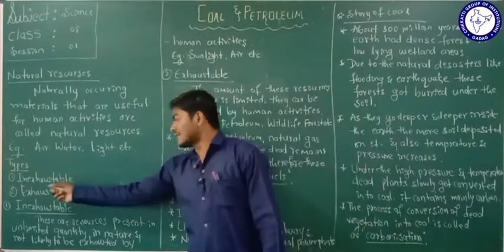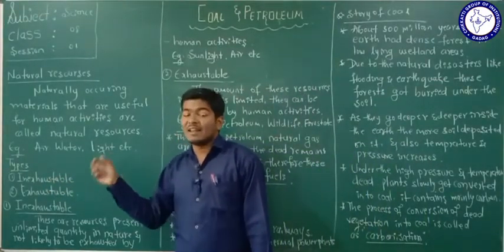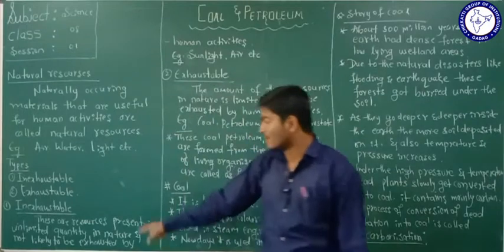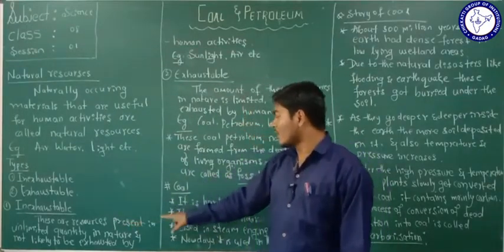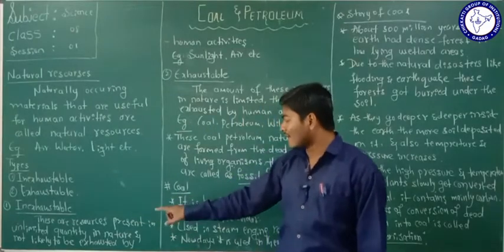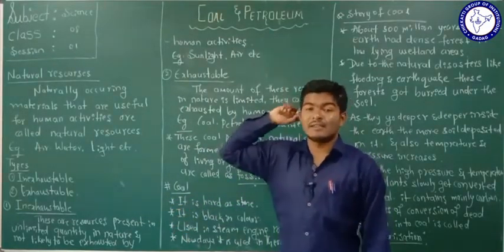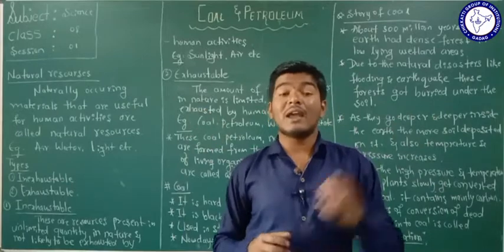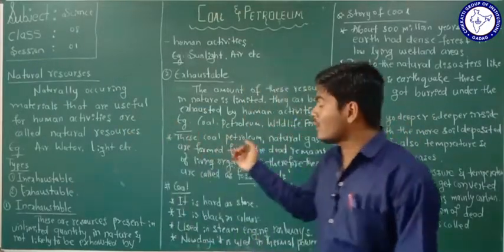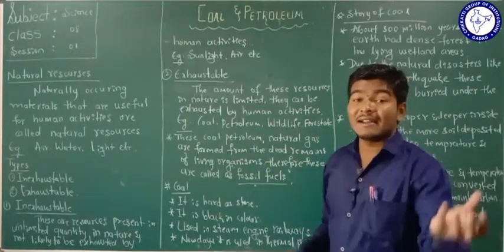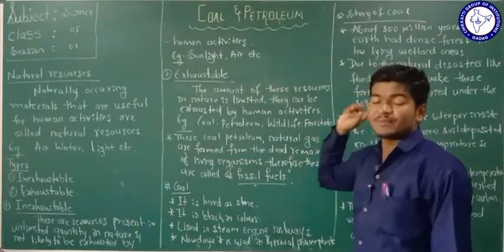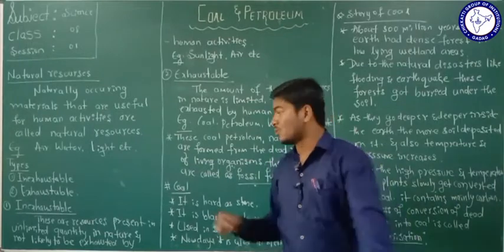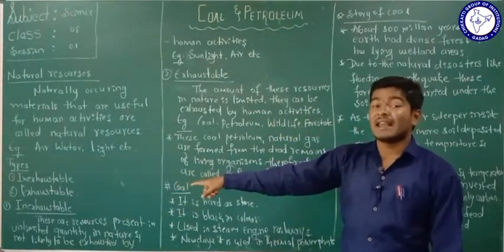The word itself says inexhaustible. Inexhaustible means limitless, they are present in a limitless quantity. So what are inexhaustible resources? These are resources present in unlimited quantity in nature and not likely to be exhausted by human activity. They are present in a very high percentage, in a very unlimited quantity, and by human activities they are not going to be exhausted or completed. That type of natural resources are called inexhaustible natural resources.